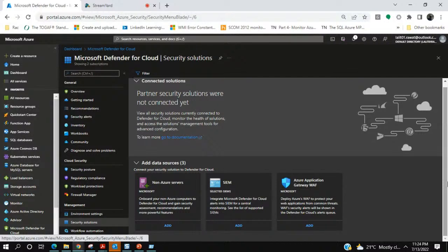Then you can also integrate the non-Azure servers, SIEM, or Azure applications. Non-Azure servers, previously called AWS, Google, or on-premises servers, which you can integrate. SIEM solutions could be your third-party solutions, and then application gateway. If you are utilizing application gateway with web application firewall, you can also integrate that as well.